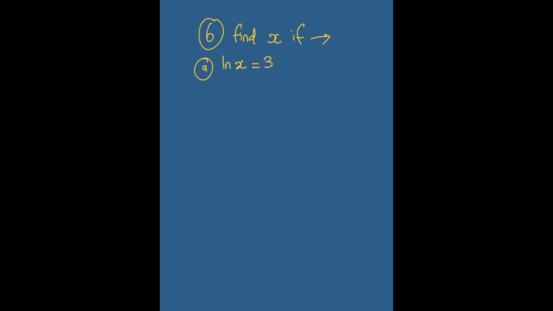Question 6 is asking you to find x. In part A, it's what is x if the natural log of x is equal to 3. So what this is saying is that e to the power of 3 is equal to x. So you can just use your calculator to find that. You just enter e to the power of 3 and that will give you the answer.